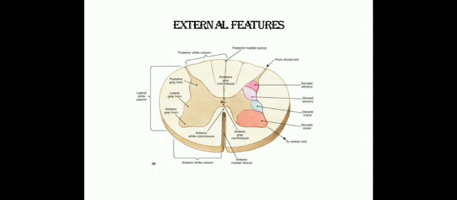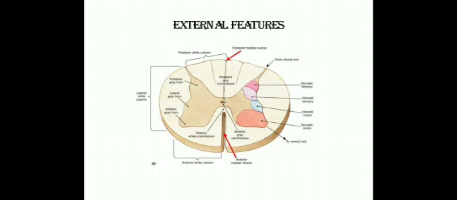Now, the external features of the spinal cord. Anteriorly, the spinal cord reveals a deep anterior median fissure where there will be presence of anterior spinal artery. Posteriorly, we are having the posterior median sulcus. It is a thin longitudinal groove from which a septum runs in depth of the spinal cord.